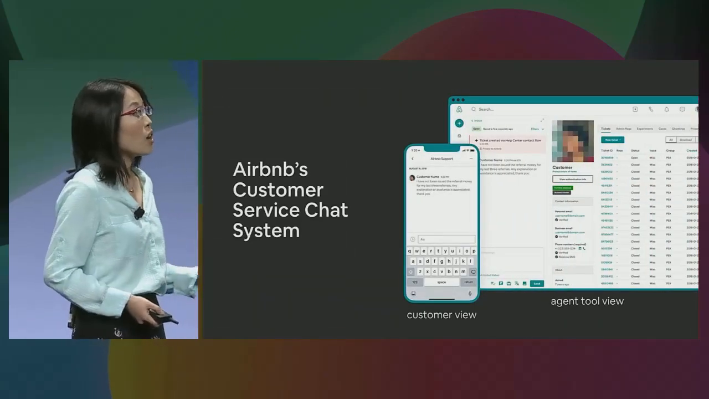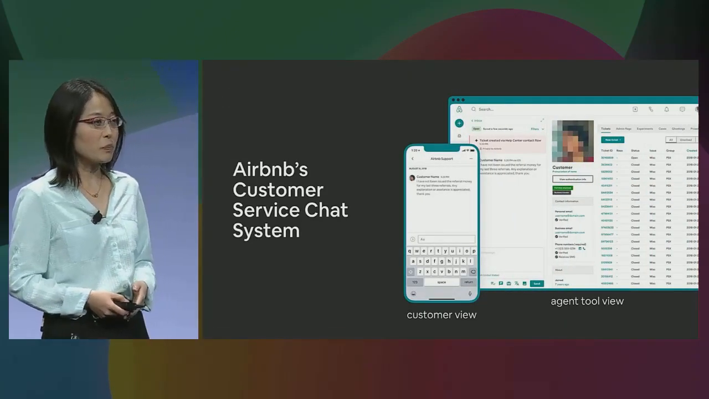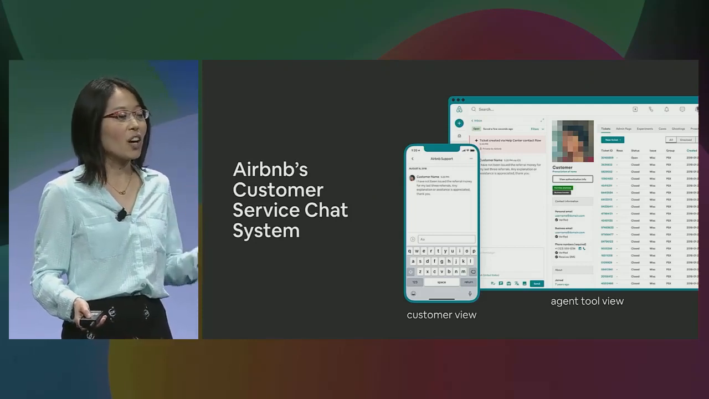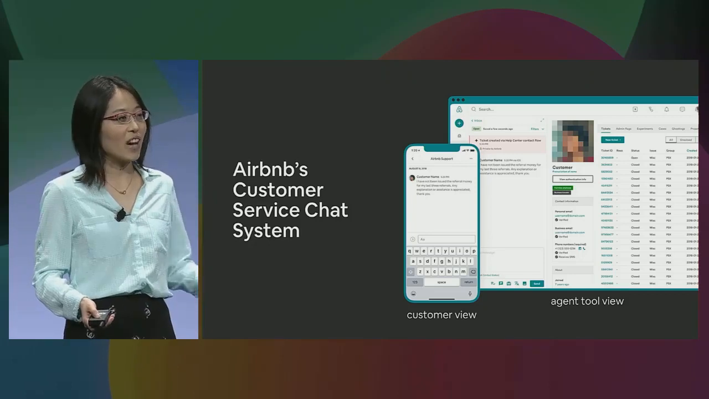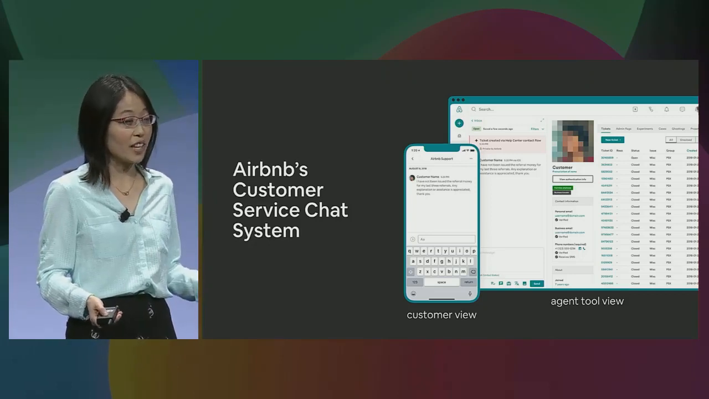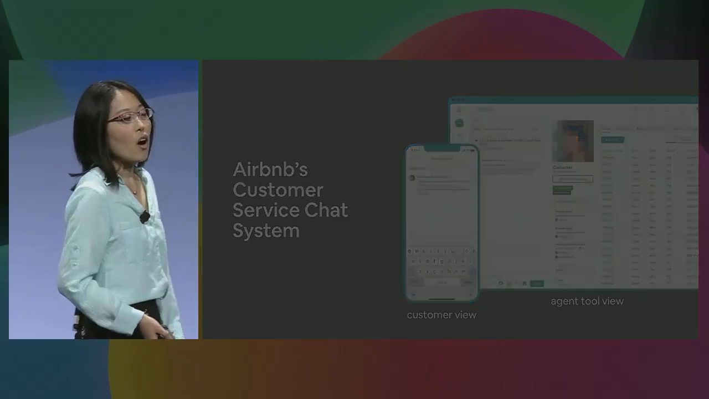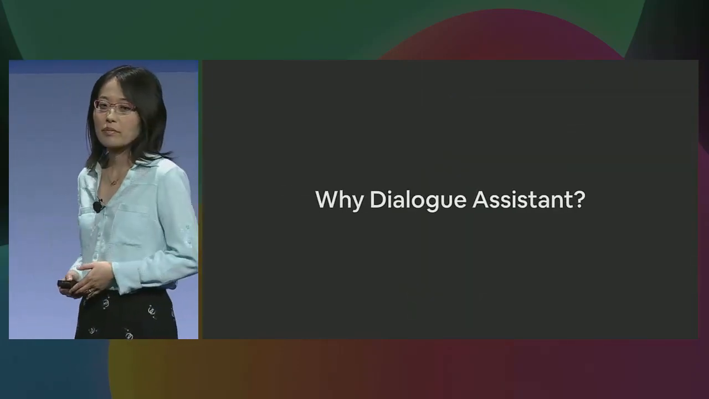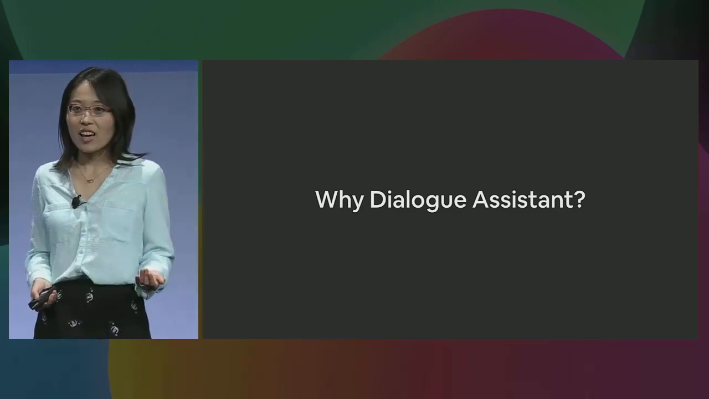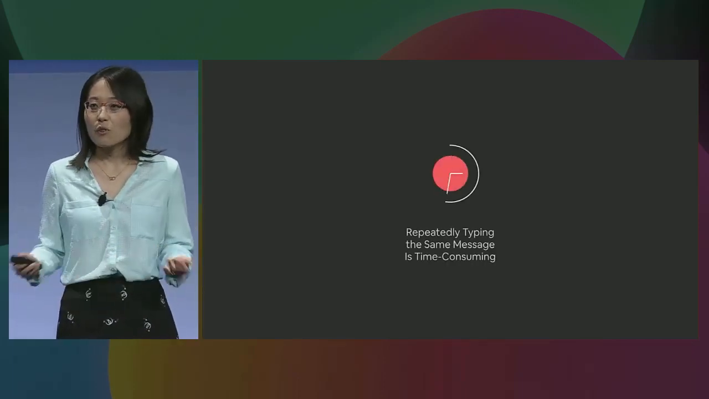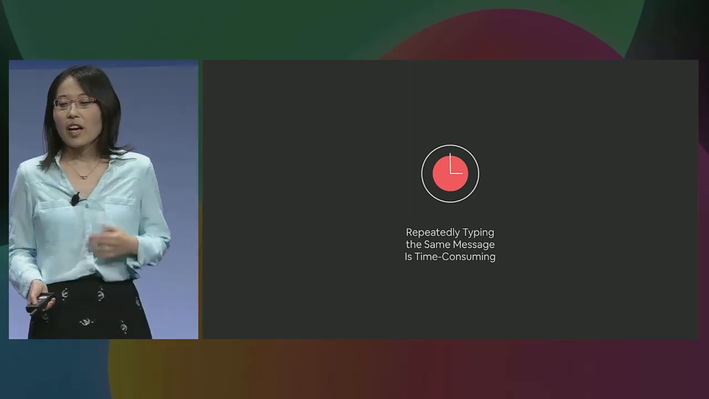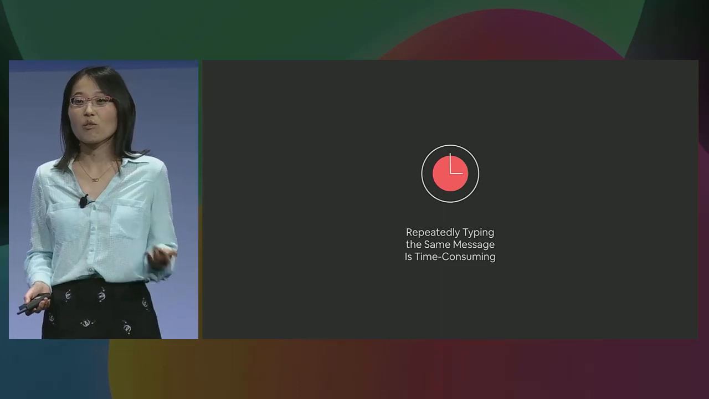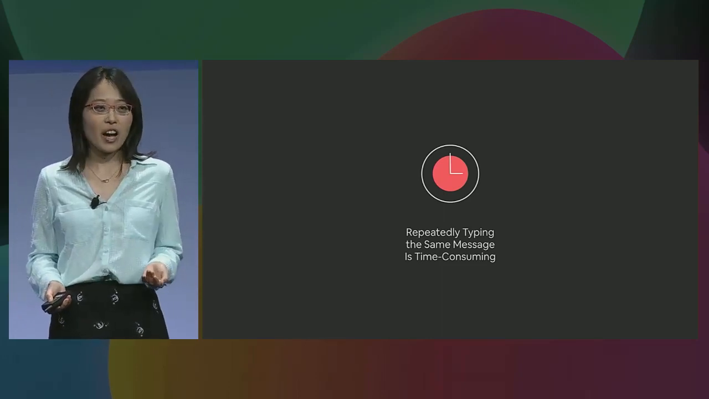Here is an overview of our customer service chat system. When a customer encounters a problem, they can either call us or contact Airbnb through their mobile devices and chat with a customer service agent. However, we observe some frustrations in the chat experiences. That's why we built Dialogue Assistant. First, we observed that agents would repeatedly type or copy-paste the same message over and over again, which is very time-consuming.